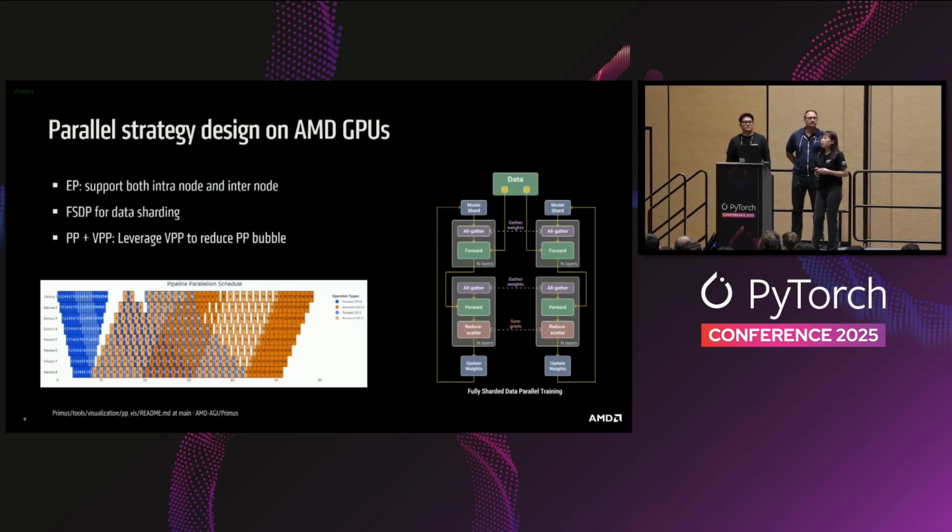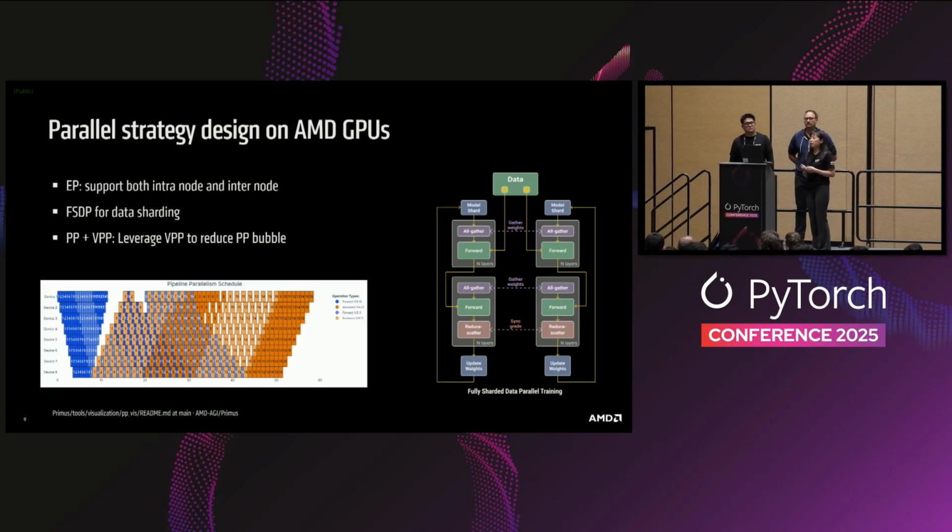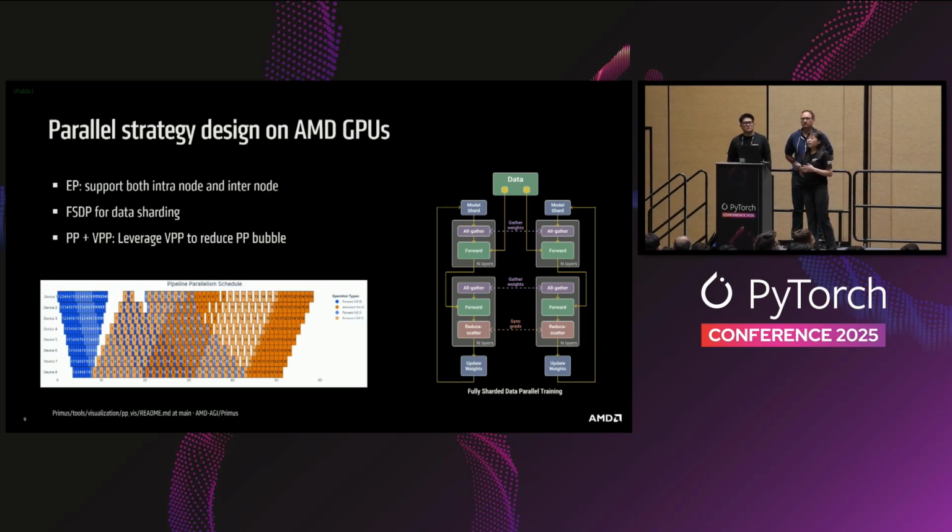On AMD GPUs, we fully support multi-dimensional parallel strategy design. For example, we support both intranode and internode expert parallel. We support FSDP for data sharding. We also combine pipeline parallel and virtual pipeline parallel to reduce the pipeline bubble. Together, we create a very efficient scaling strategy to enable stable and large-scale MoE pre-training.